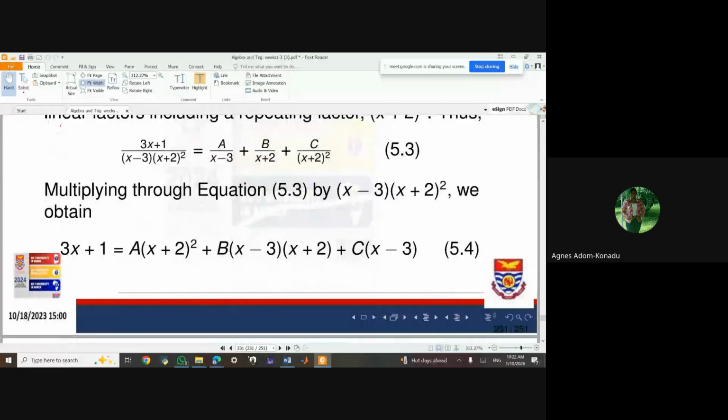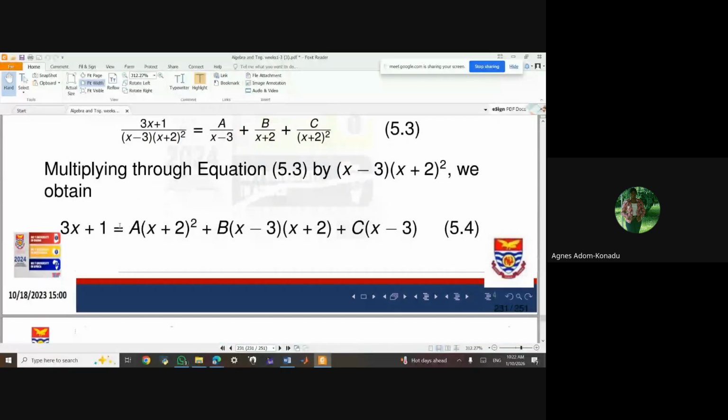And this one, I have to find the values of a and b. So you can use the first method where you can choose x equal to 3. When x equal to 3, my c will die, it will go to 0. My b will also go to 0. Then I can get the value of my a. Do you agree? Yes, madam.